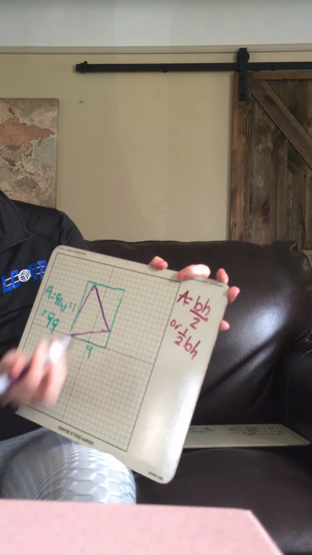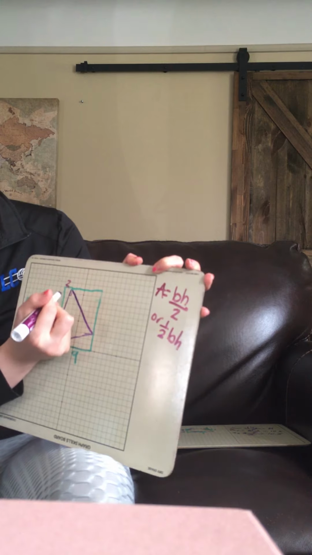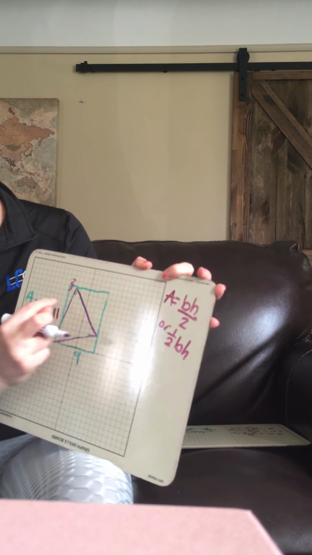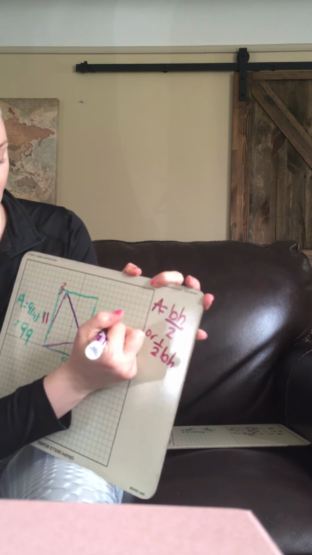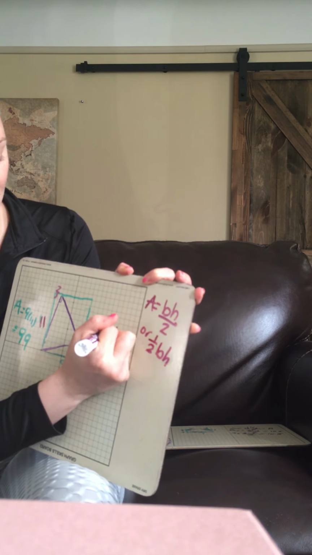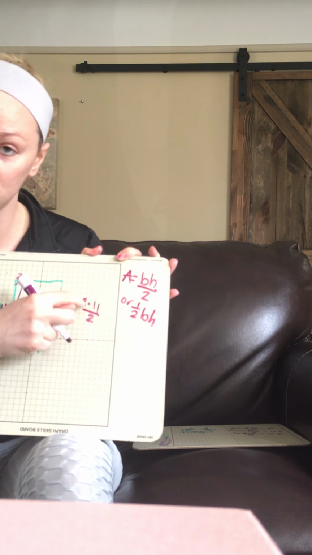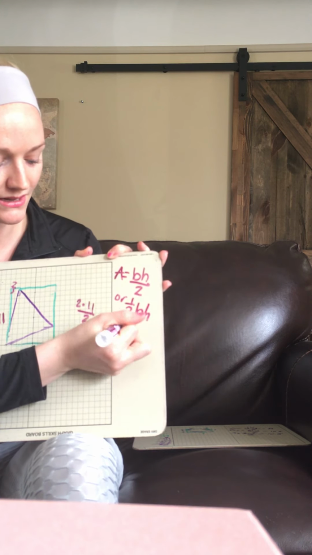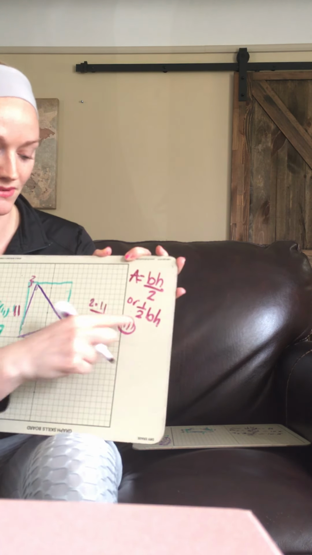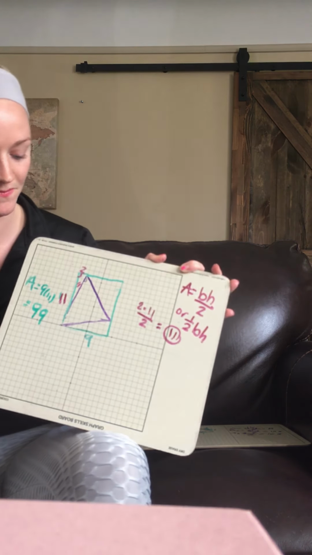So let's start with this triangle over here, because I already know it's 11 down the side, and then it's 2 over here. So to plug it into this formula, 1/2 your base times height. So my base is 2 times 11, and then I divide it by 2. Some of you might notice the 2's cancel out here, and it just leaves you with 11. Others might do 22 divided by 2, which is 11. So the area of this triangle is 11.